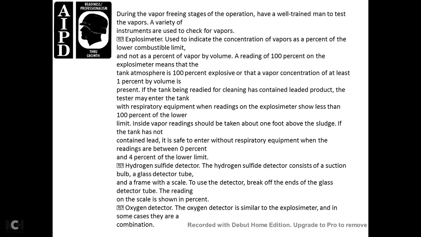The steam is effective on tanker trucks and railway cars. During the vapor-freeing operation, have a well-trained man test the vapor. A variety of instruments are used to check the vapors. Explosive meters indicate the concentration as a percent of the lower combustible limit that is present in the vapor by volume.